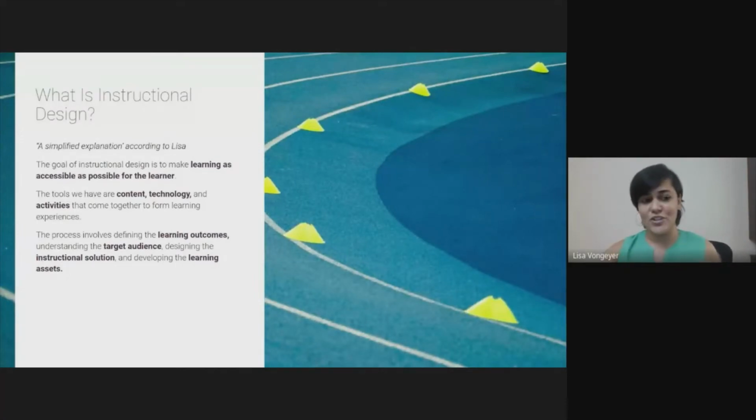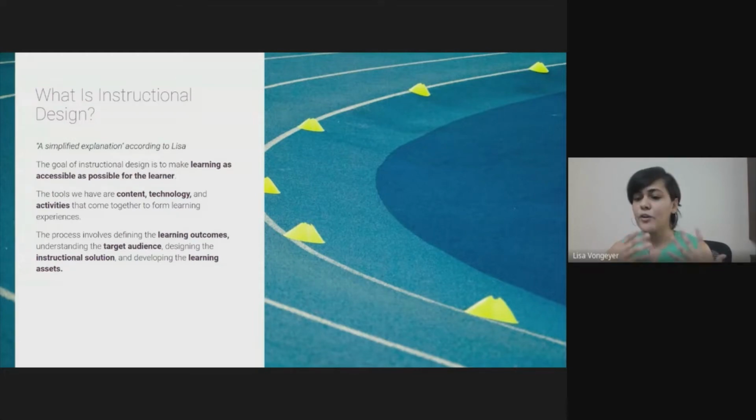So what is instructional design specifically? We start with the goal, because what are you doing? The goal of instructional design is to make the learning as accessible as possible to the learner. If you just know this, everything else falls into place. So as an instructional designer, you are there to make the learning as accessible as possible for your learner.